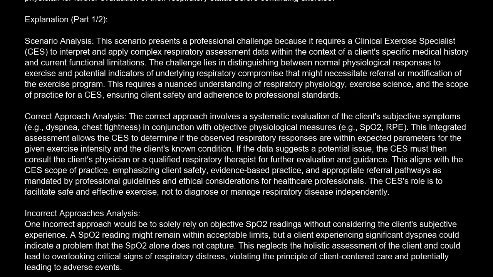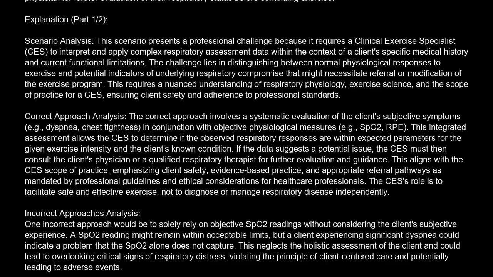Incorrect approach analysis. One incorrect approach would be to solely rely on objective SpO2 readings without considering the client's subjective experience. A SpO2 reading might remain within acceptable limits, but a client experiencing significant dyspnea could indicate a problem that the SpO2 alone does not capture. This neglects the holistic assessment of the client and could lead to overlooking critical signs of respiratory distress, violating the principle of client-centered care and potentially leading to adverse events.